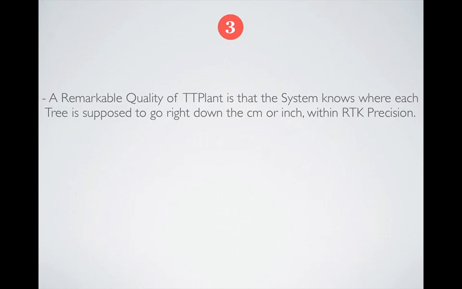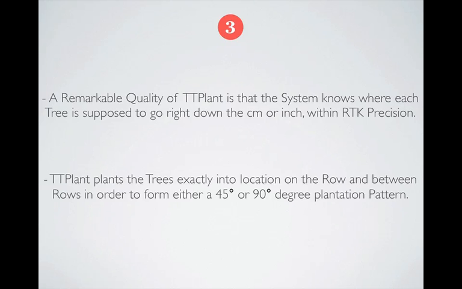The remarkable thing about TTPlant is that the system knows where each tree is supposed to go, right down to the centimeter or inch, within RTK precision, so to speak. TTPlant knows where exactly each tree needs to go on the row and between rows in order to form either a 45-degree or 90-degree pattern layout.